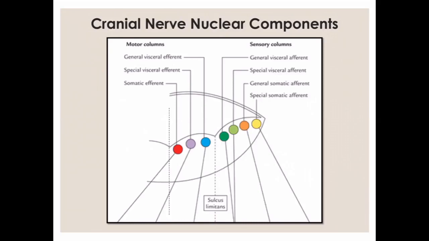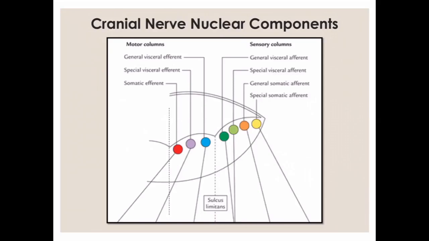Remember, visceral is closest to the limitans. Then you have in light green the special visceral afferent. Then you have in orange the general somatic afferent. And finally, laterally, there's another nucleus which is responsible for hearing and equilibrium, and that is special somatic afferent. Take a screenshot and spend some time with this, okay?